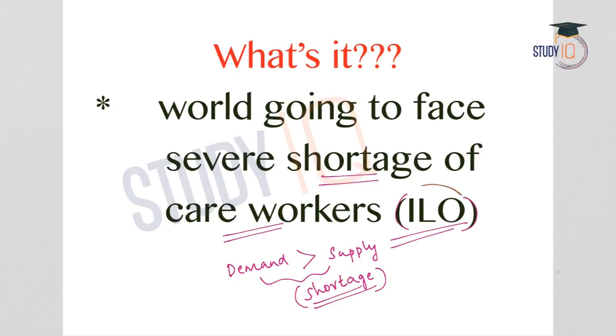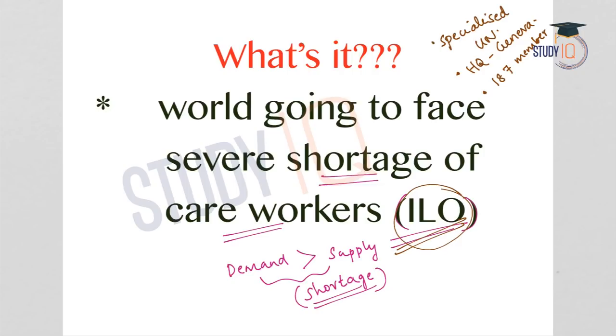Now, quickly going to the ILO, let us see what is the ILO, or International Labour Organization. It is a specialized agency of the United Nations. It is headquartered at Geneva, Switzerland. There are in total 187 member countries. Is India a member of ILO? Yes, India is a founding member of ILO, and India has also been a permanent member of the ILO governing body since 1922. ILO was formed in the year 1919.